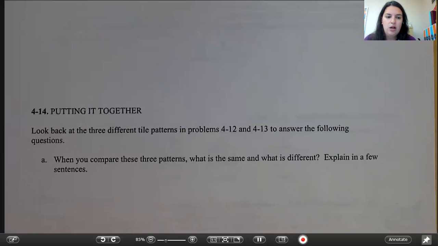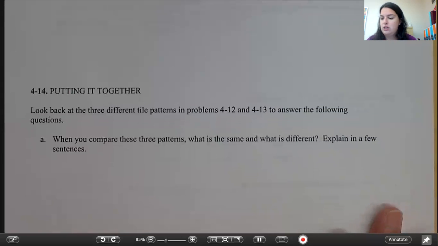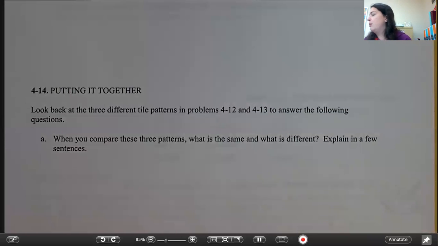Putting it together. Look back at the 3 tile patterns in problems 412 and 413. You did not do 412, so you are just going to talk about the 2 tile patterns that you did in problem 413, to answer the following questions. When you compare these 3 patterns, what is the same and what is different? Explain in a few sentences. So go ahead and pause the video and explain.